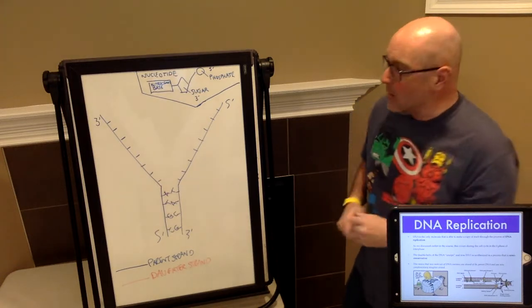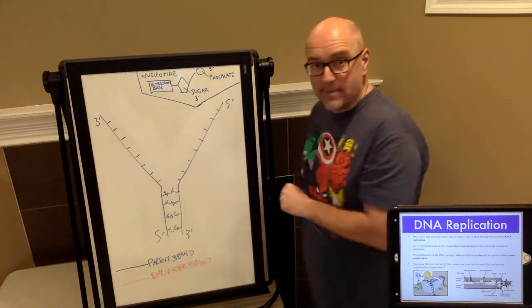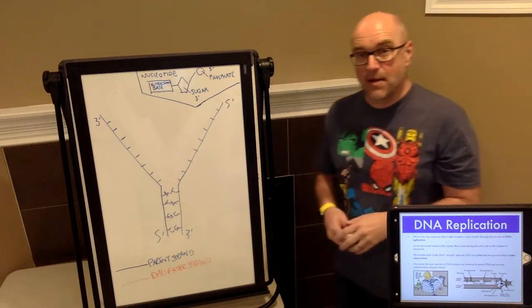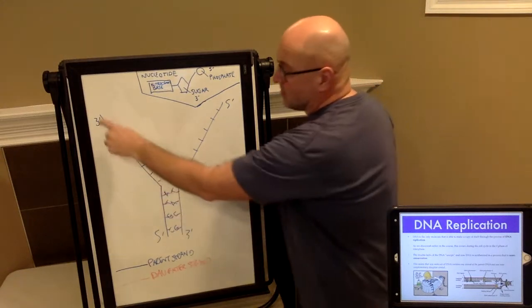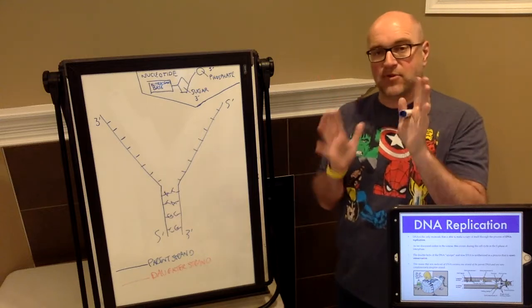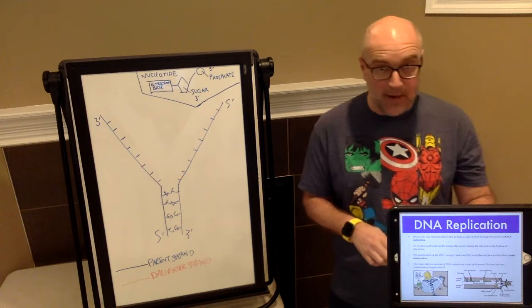So what do I mean by that? Well, if I've got one strand that has a 5' on this end and a 3' down on that end, the strand that's beside it in that particular DNA molecule has to be 3' on the top and 5' on the bottom, indicating that they are in opposite configurations of each other, otherwise known as antiparallel.